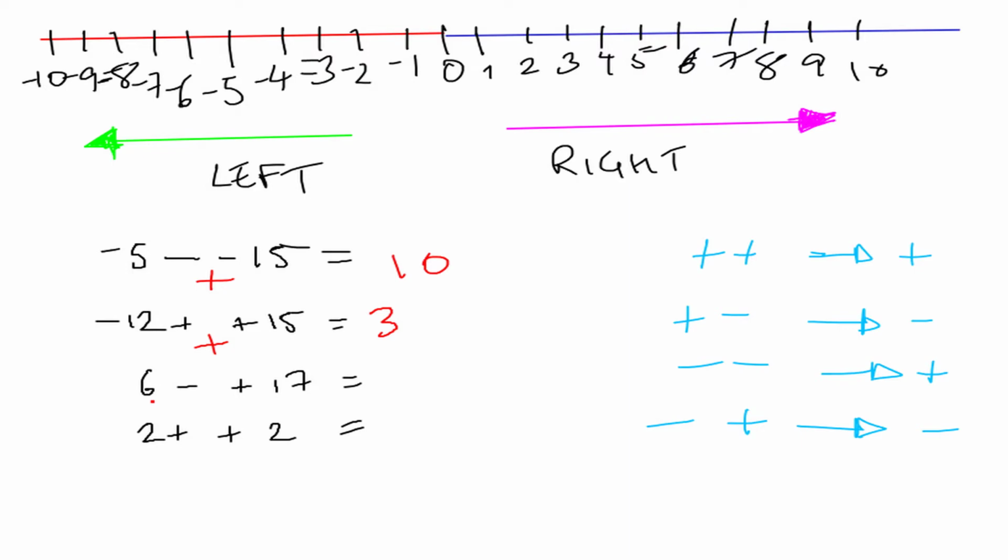You've got 6 minus plus 7. The rule here, minus plus becomes a negative. So that's the same as 6 minus 17 here. What's the answer? Should be minus 11. You start with 6 here and go 17 places towards the left, should be minus 11. And finally 2 plus positive number 2, it's the same as 2 plus 2, because positive, positive becomes a positive, that comes to 4.